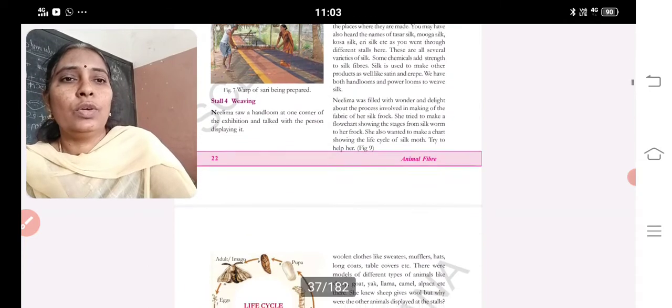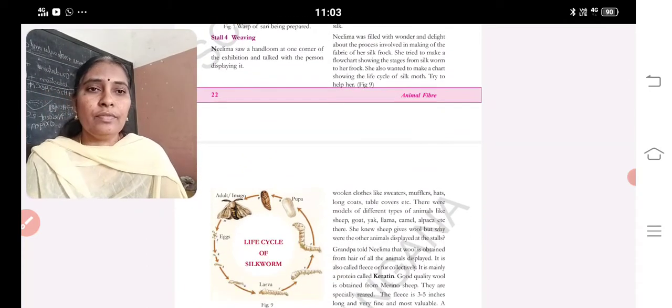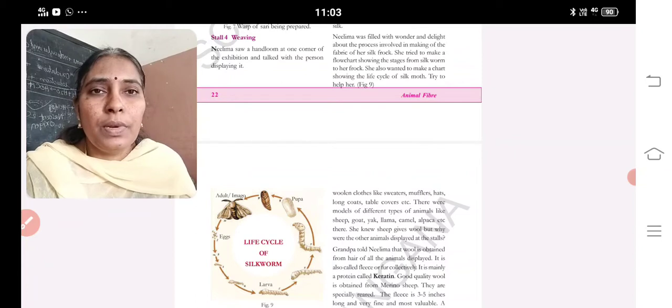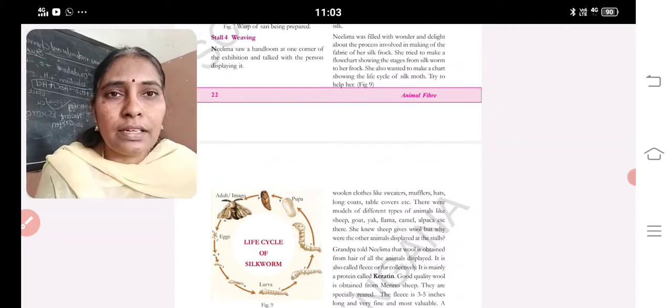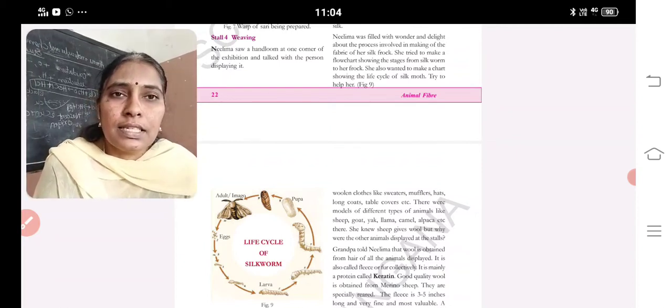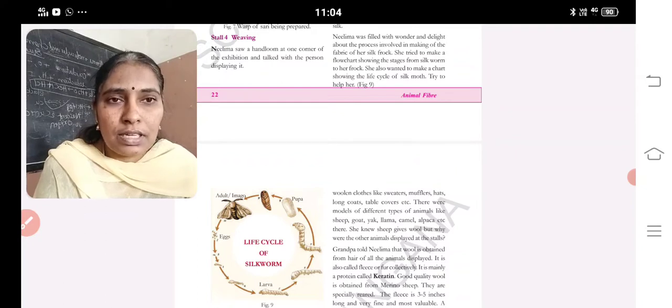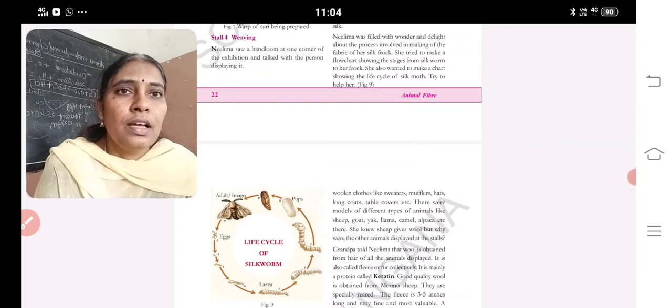You can see here weaving. It is the life cycle of a silkworm. Most important, you have to practice this diagram, and you draw it with slight light brown color, so it looks exactly like a silkworm.